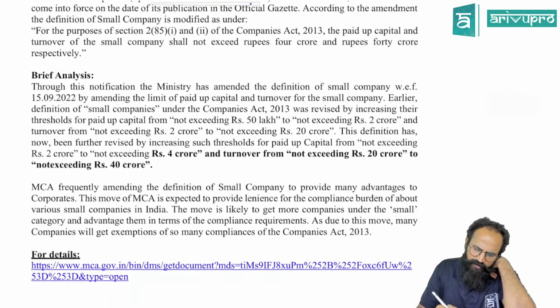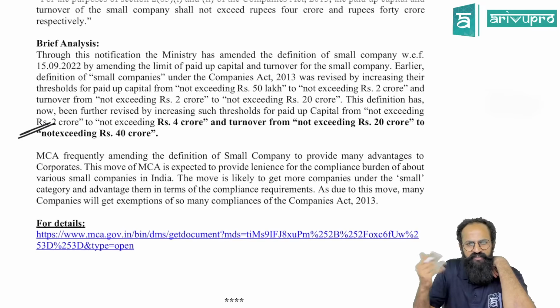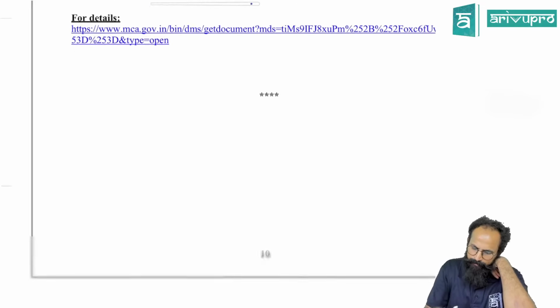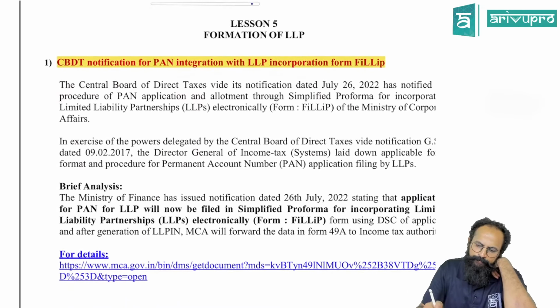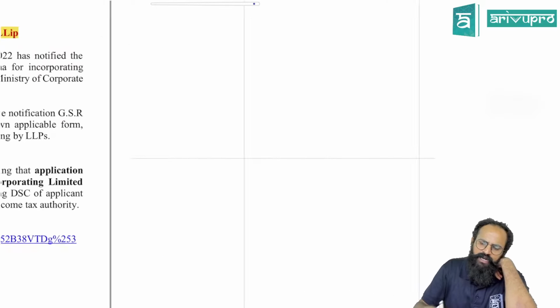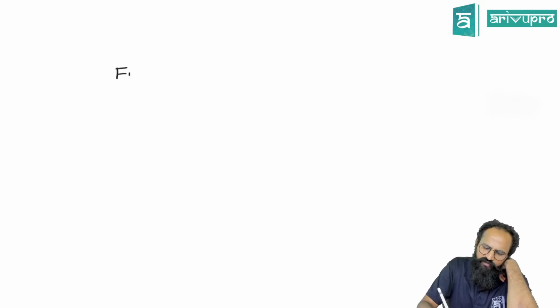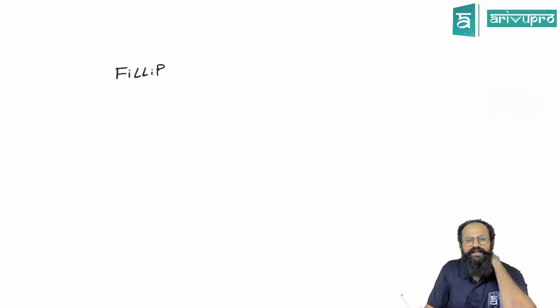So next one, people, small company. Yes, 2 crore, 20 crore was there. Now they have made 4 crore, 40 crore. Okay. Remember, important. Sir, formation of LLP. People, how do you incorporate a LLP? You will file a form called as FiLLiP. Form for incorporating limited liability partnership.